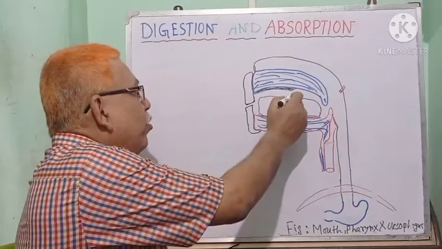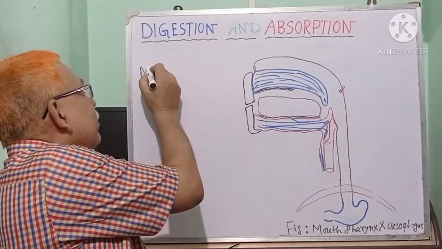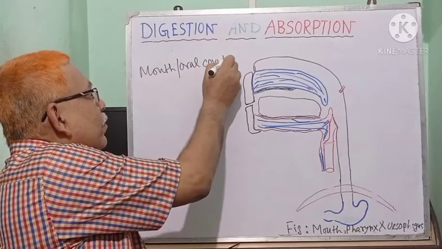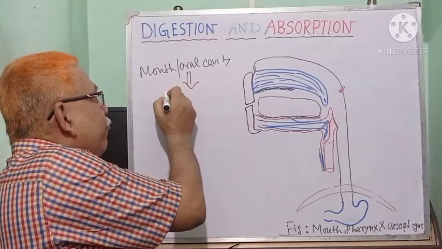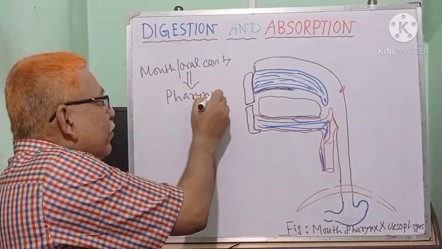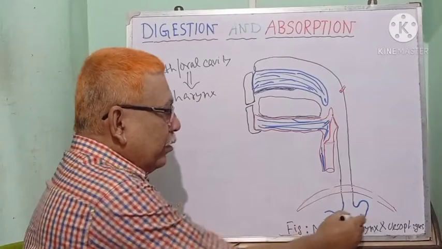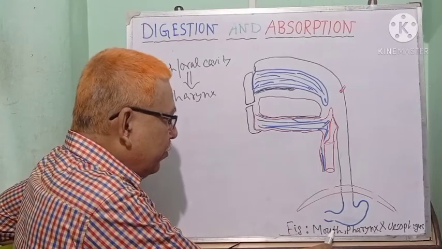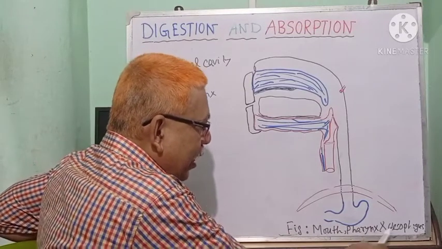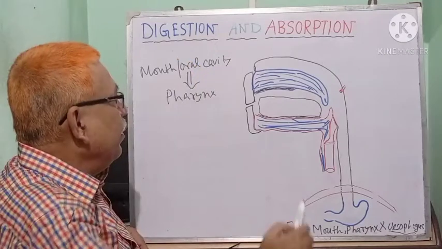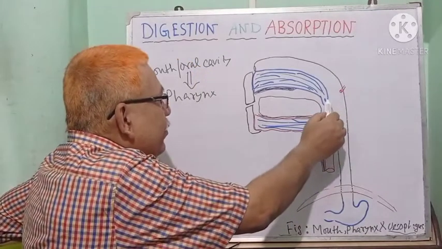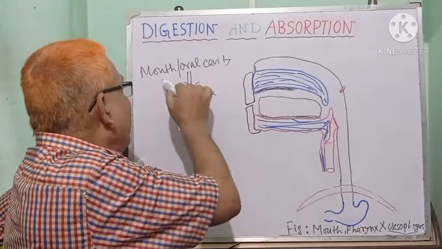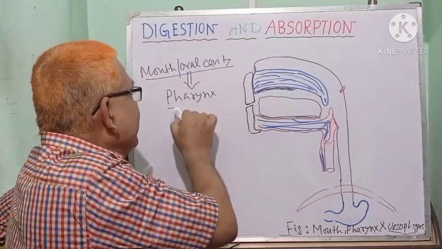Next to the mouth or oral cavity is the pharynx. Look at this diagram, the relationship between mouth, pharynx and esophagus. This region is called pharynx. The next part of the mouth or oral cavity is the pharynx.